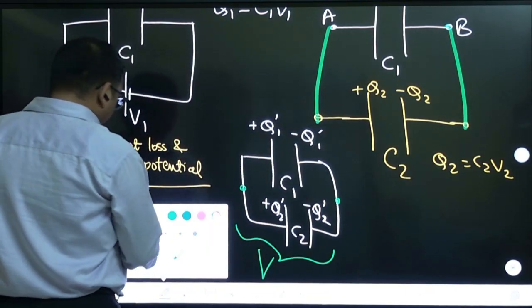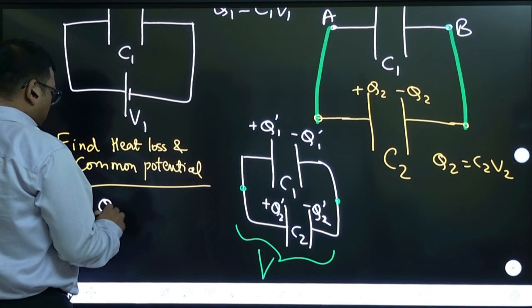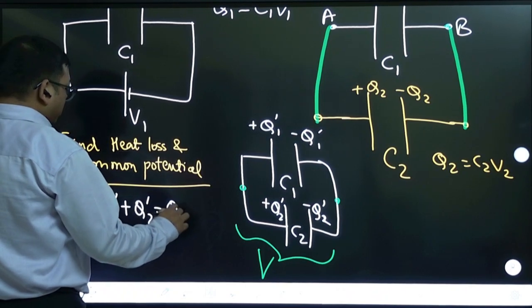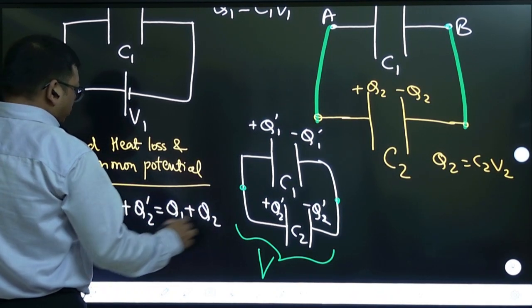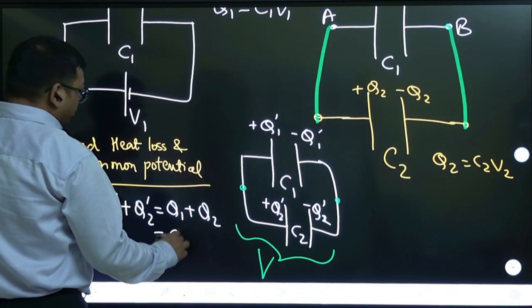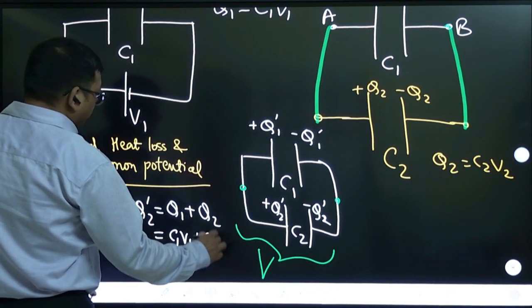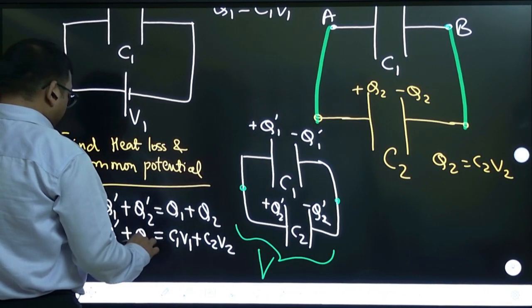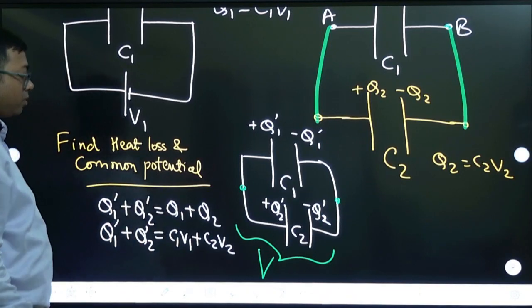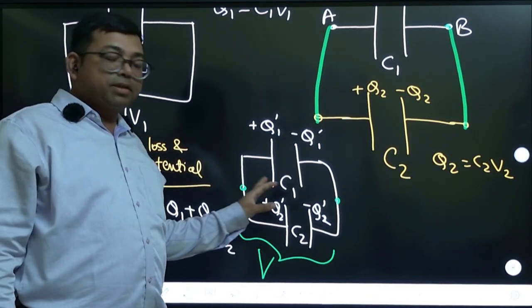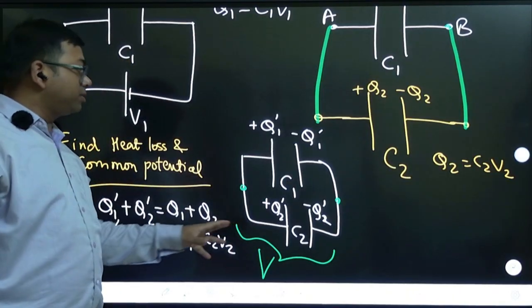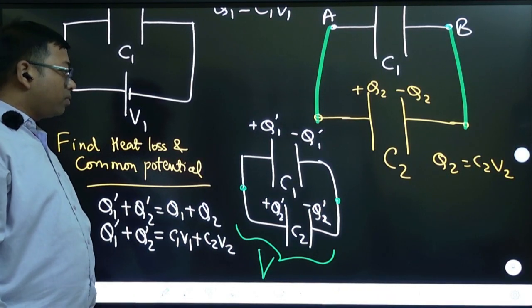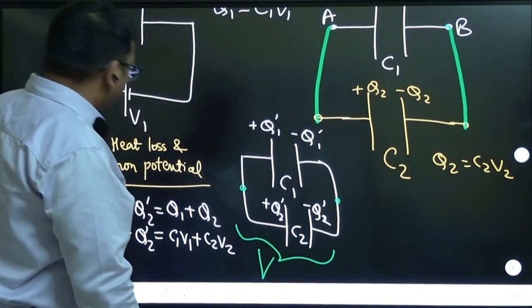So the sum Q1 dash plus Q2 dash is the same as Q1 plus Q2, which is nothing but C1 V1 plus C2 V2. Okay. So now we know the sum of the charges. Now, how can we calculate the individual charges? We need one more equation, right?